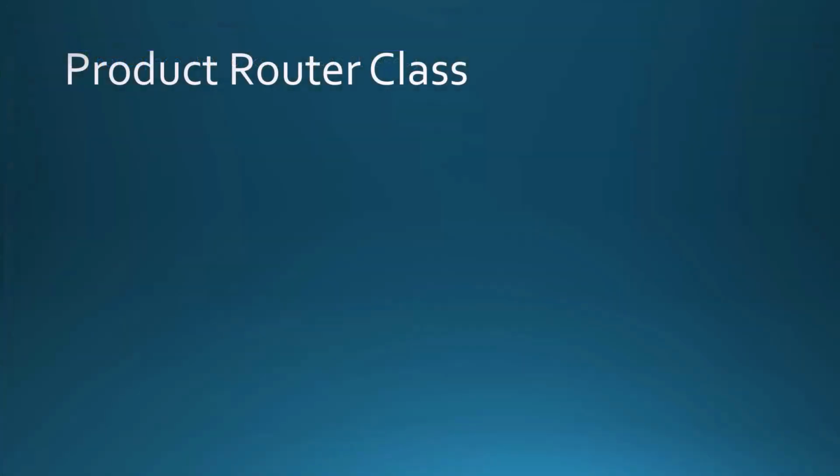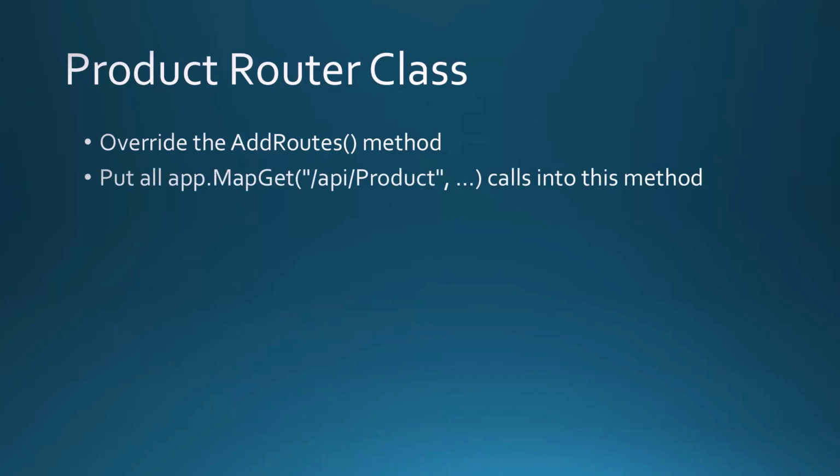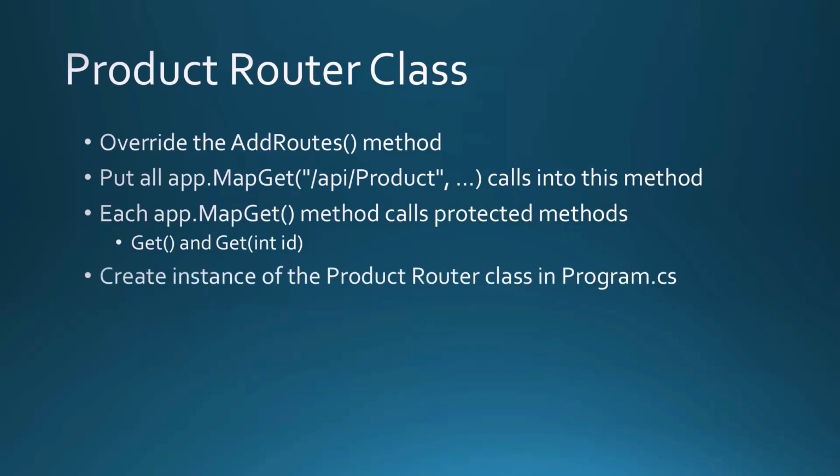We're going to create our product router class. It's going to inherit from that base class. We're going to override the add routes method, and we're going to take those app.mapGet endpoints out of Program.cs and move them into this add routes method. Then each of the app.mapGet methods is going to simply call protected methods Get and GetIntID. So those were the functionality within the app.mapGet methods that we had in Program.cs. Once we have that done, we can create an instance of the product router class in Program.cs and invoke the add routes method on this router class.